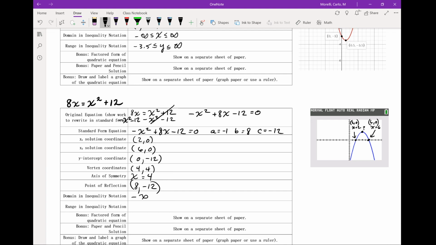The domain is negative infinity less than or equal to x less than or equal to positive infinity. And the range this time, because it's a maximum, is negative infinity less than or equal to y less than or equal to the y value of the vertex. It's always going to be the y value of the vertex, which would be 4. Done.